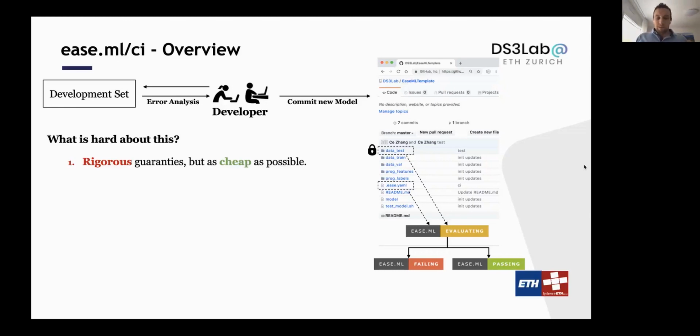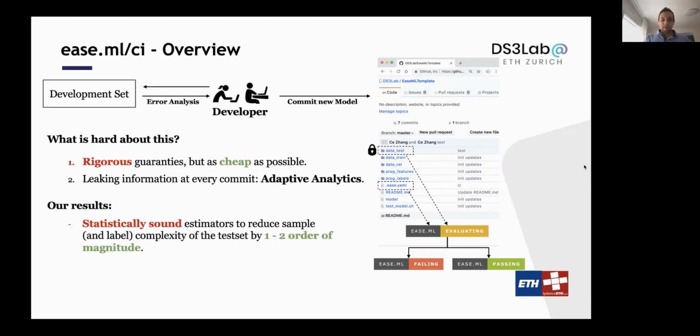So what is hard about this? Well, we want to have some statistically rigorous guarantees, but remain as cheap as possible, meaning that the test set, obviously, if it's infinitely large, that's an easy problem, but we have finite samples and we want to reduce the number of samples we require in this test set as much as possible. Secondly, even if you return a binary signal, failing or passing, you still leak some information about the test set. And this is what is known as adaptive analytics. Now, our results are statistically sound estimators, which still enable us to reduce the label complexity of the test set by 1 or 2 orders of magnitude.